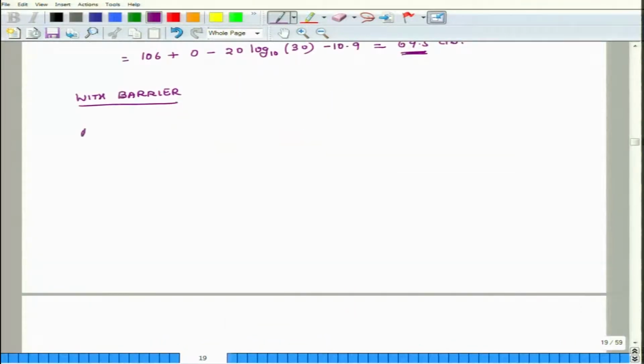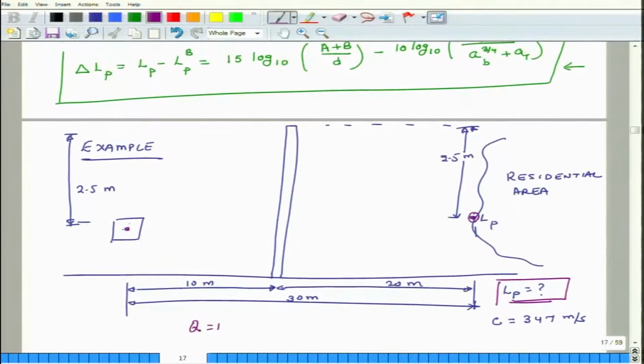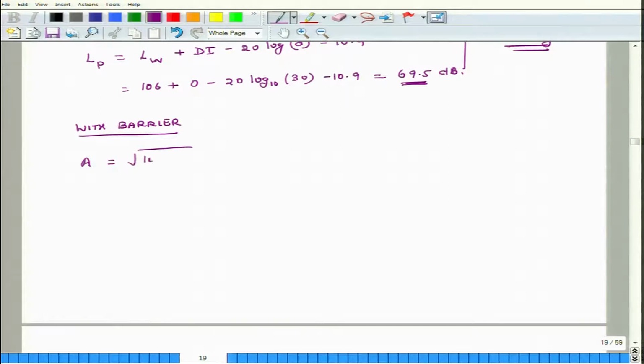So, what is A? A is the distance between the source and the tip of the barrier. So, that is equal to the square root of 10 squared plus 2.5 squared, and that works out to be 10.3 meters. Similarly, B equals the square root of 20 squared plus 2.5 squared, and this is equal to 20.16 meters.